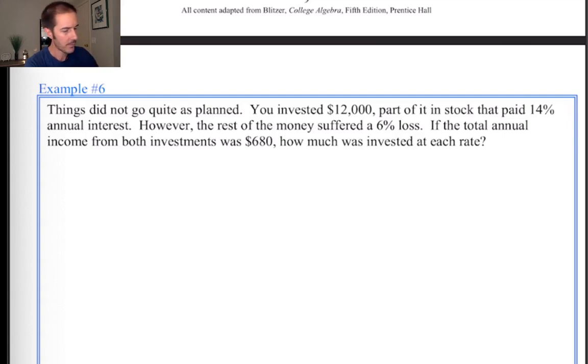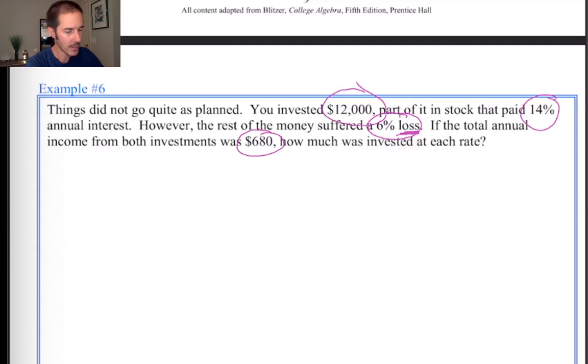So I've got a total investment of $12,000. Great. I've got 14%, and I've got a 6% loss. Maybe I'm going to underline loss. The total payout is $680. I want to know how much I invested at each rate.